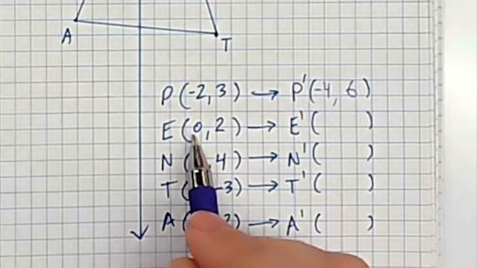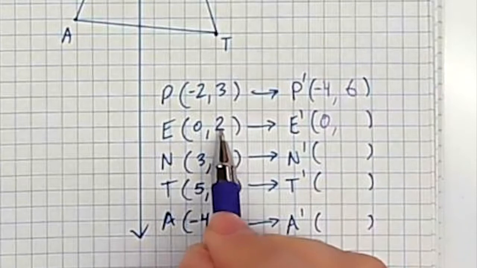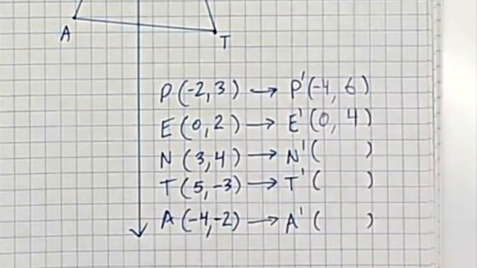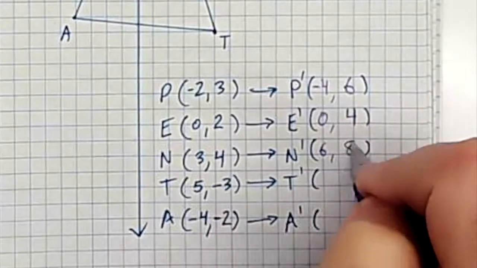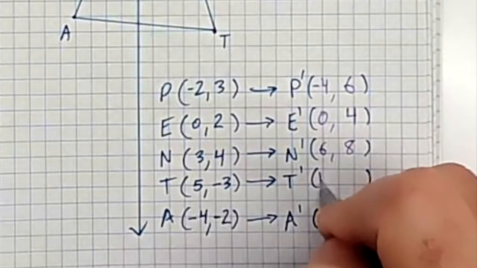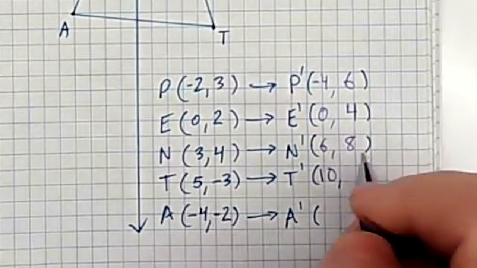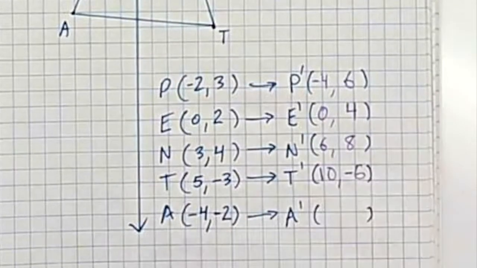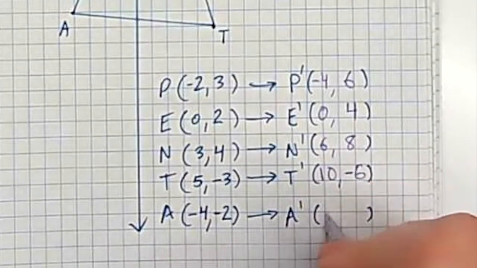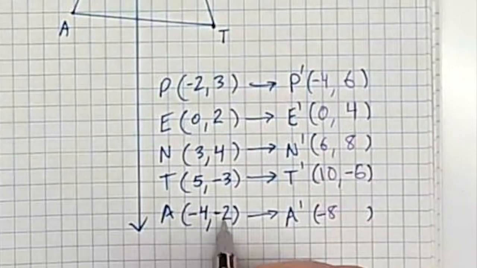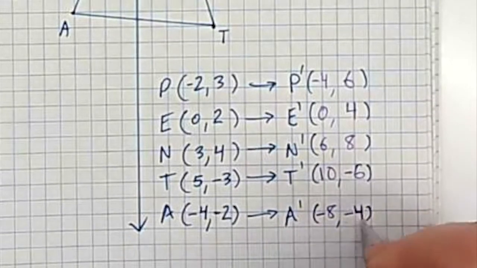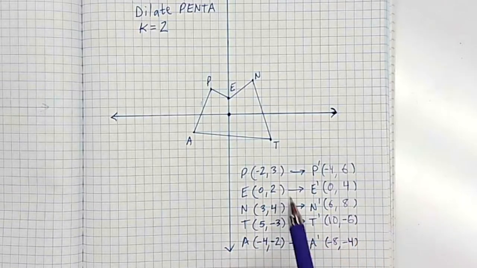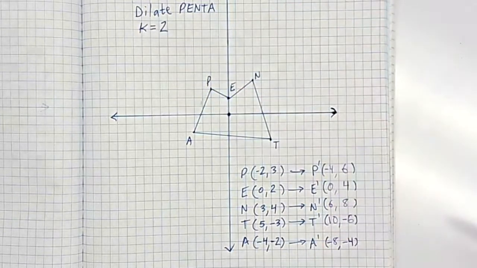Right? 0 times 2 is still 0. 2 times 2 becomes 4. 3 times 2 is 6. 4 times 2 is 8. 5 times 2 is 10. And negative 3 times 2 is negative 6. Negative 4 times 2 is negative 8. And negative 2 times 2 is negative 4. All right. All we did was multiply all of our x's, all of our y's by our scale factor of 2. We can go ahead and plot these points now.